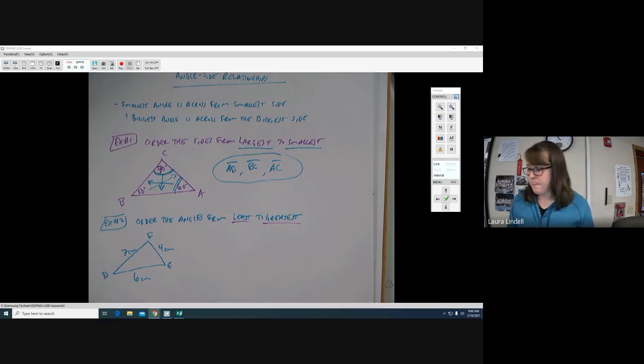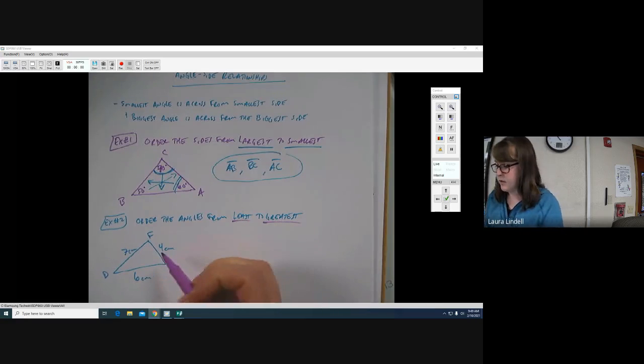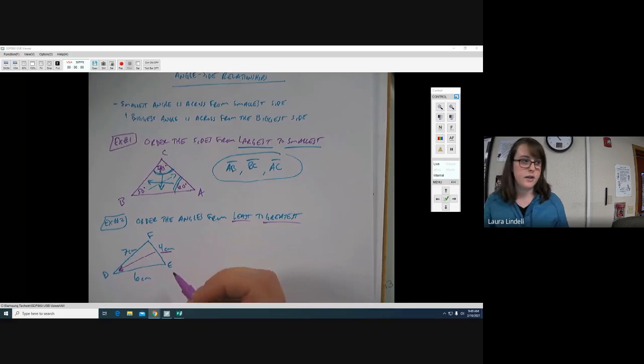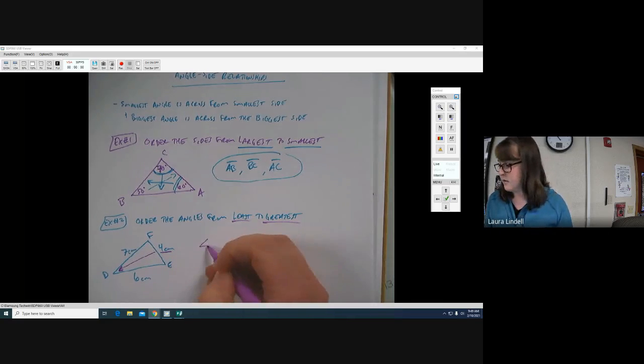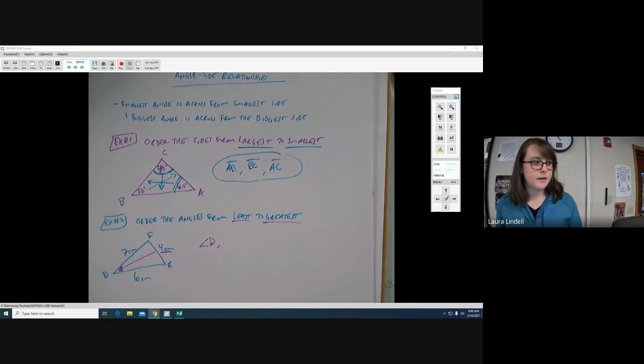So then, the smallest side is across from the smallest angle. So our smallest side is 4 centimeters. That means it's across from angle D, so that means that angle D is the smallest. That would come first because we want least to greatest.